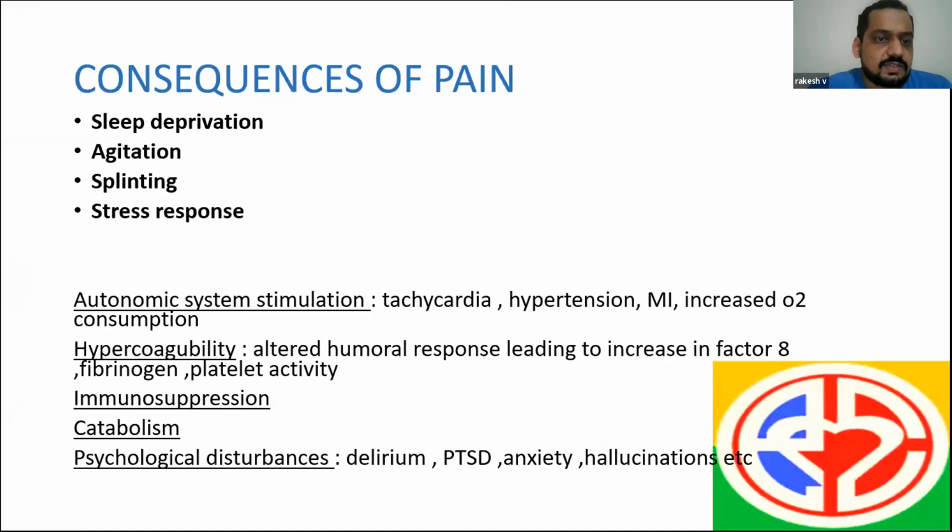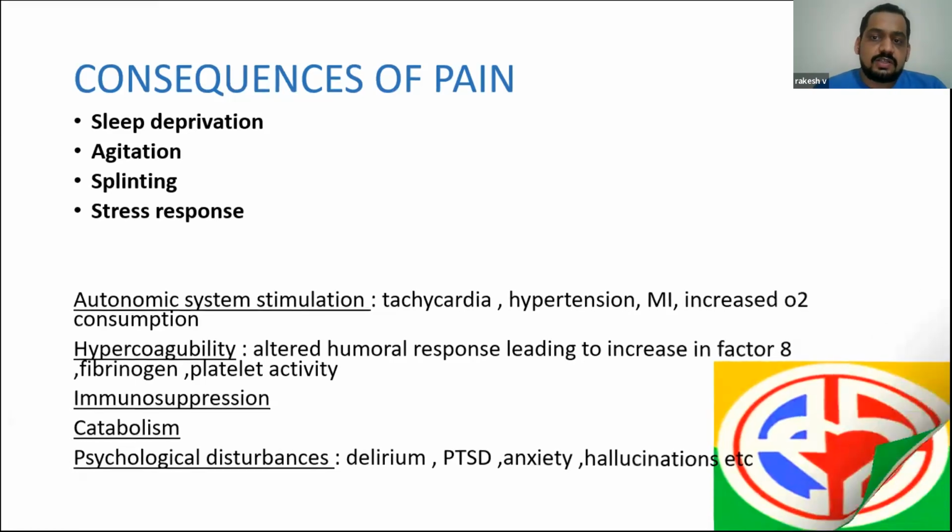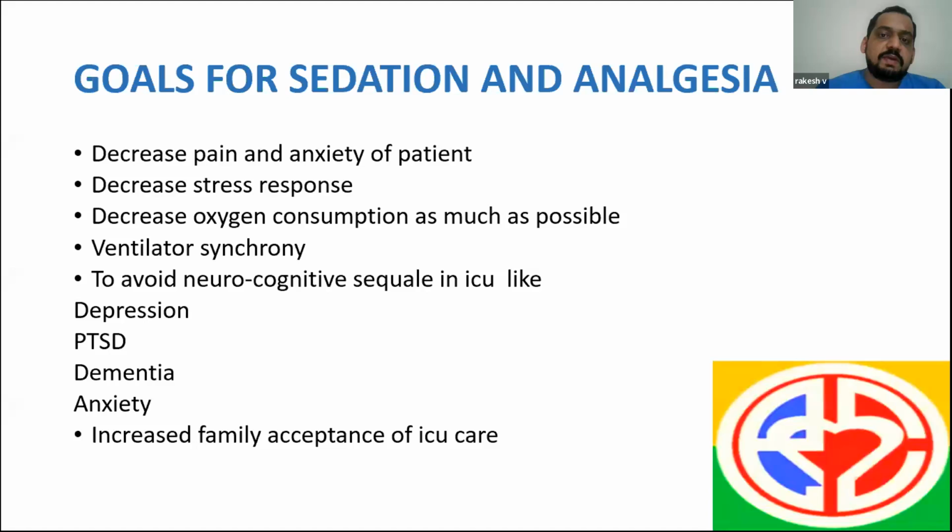Coming to consequences, what happens if there is pain? There will be sleep deprivation, agitation in the patient, and a much greater stress response, which leads to severe autonomic dysfunction like tachycardia, hypertension, or bradycardia. Sometimes it leads to hypercoagulability and immunosuppression. Higher catabolic states and muscle splinting do happen if the patient becomes agitated. Psychological disturbances like delirium and post-traumatic stress do happen. So to prevent all these things, your patient should be absolutely pain-free.